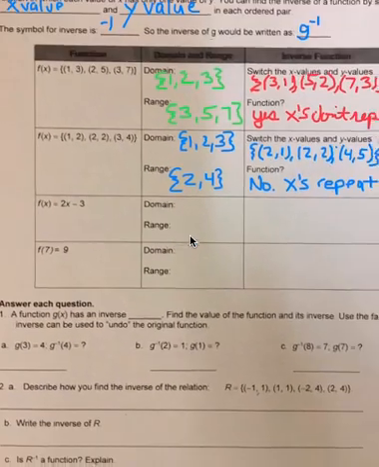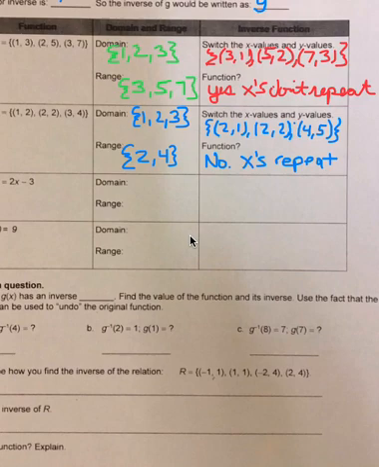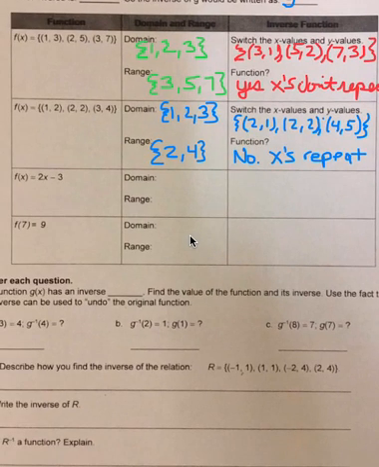All right. Now we have actually an equation. F of x equals 2x minus 3. That's the same thing as saying y equals 2x minus 3. Our domain for a function like this, it's a linear, is all reals. And we use the symbol for all reals for both domain and range.